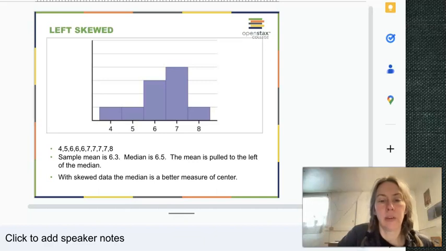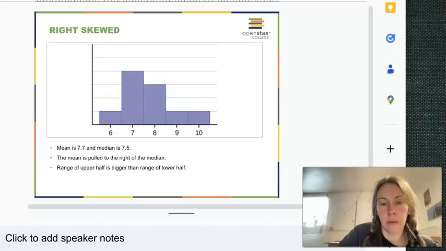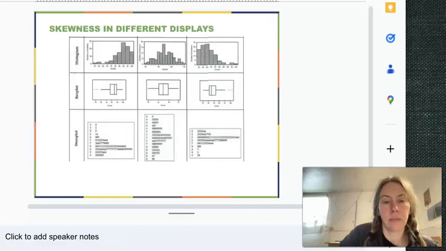So this is a left-skewed distribution. Anytime the data is skewed, the median is a better measure of center than the mean. So there's a right-skewed distribution.